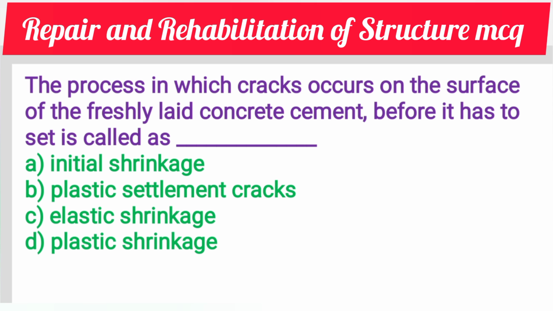Next question, the process in which cracks occur on the surface of the freshly laid concrete cement before it has set is called option A, initial shrinkage, option B, plastic settlement cracks, option C, elastic shrinkage, option D, plastic shrinkage. So the correct answer is option D, plastic shrinkage.